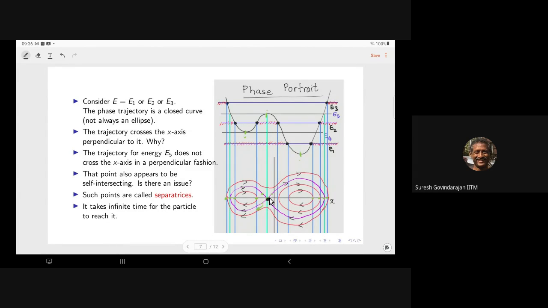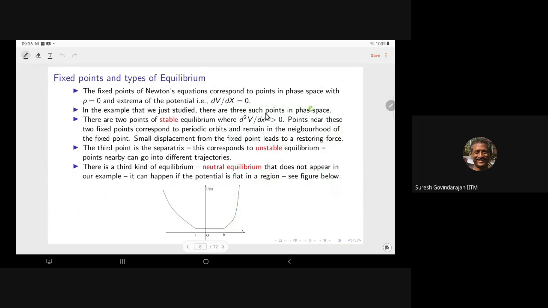So this is the separatrix point, and so these 2 points are the stable lines, and this is unstable. But you can have a third kind of equilibrium, neutral equilibrium, that does not appear in this example, of course. You can have a potential which is like this. There's a flat region here, you see. So here if I keep it here, it will remain there. If you push it a bit, it will continue to remain there. So these are the 3 kinds of equilibrium.